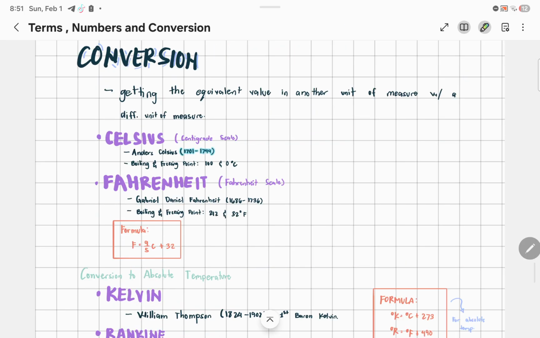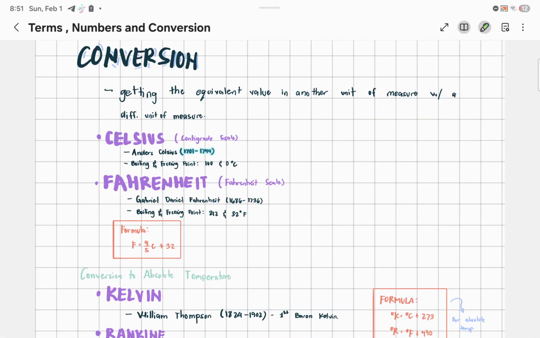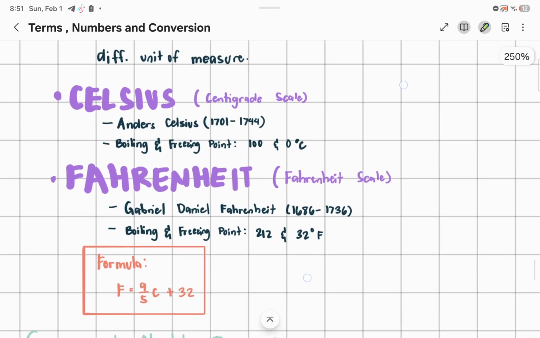Next, we have conversion, getting the equivalent value in another unit of measure. So we have Celsius, or the centigrade scale, which was introduced by Anders Celsius in 1701. He lived from 1701 to 1744. The boiling point of Celsius is 100, and the freezing point is 0 degrees Celsius. This is what we commonly use in the Philippines.